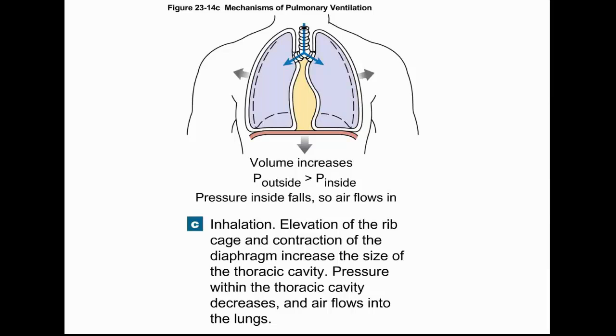However, when a person inhales, their diaphragm goes down, their rib cage goes up, and the area inside the thoracic cavity increases. That means that the pressure inside the thoracic cavity decreases, and air, as we know, flows from a high pressure to a low pressure, so air will move from the atmosphere into the lungs. This is inhalation.